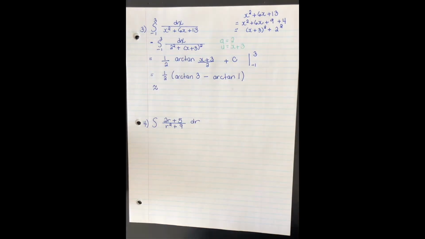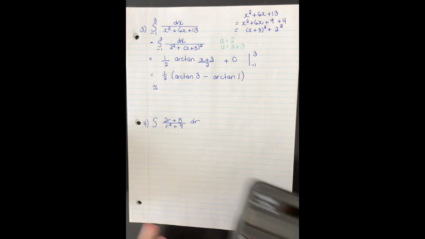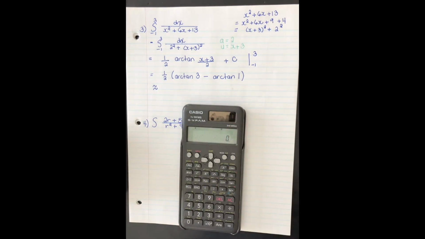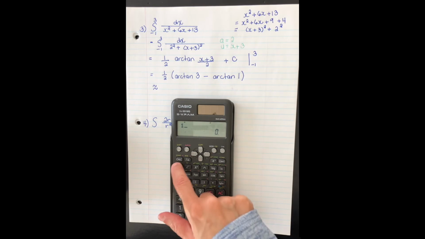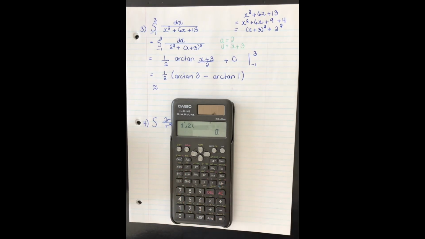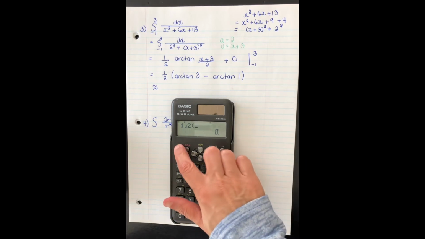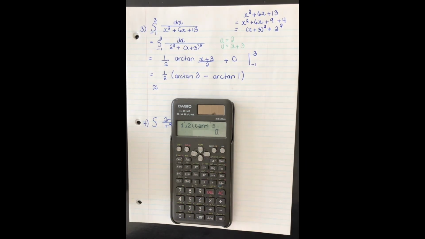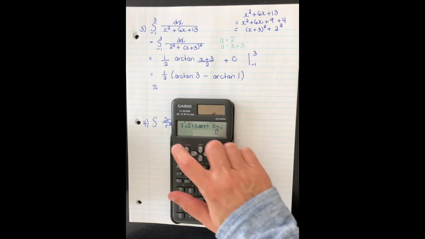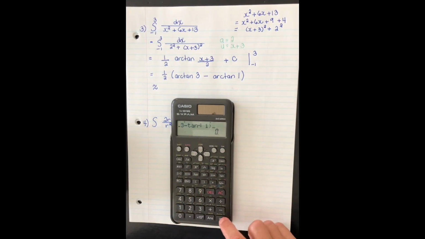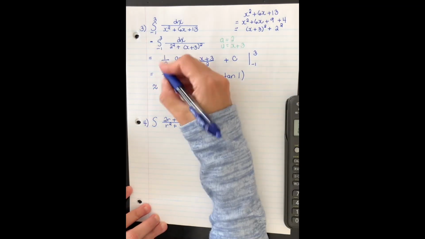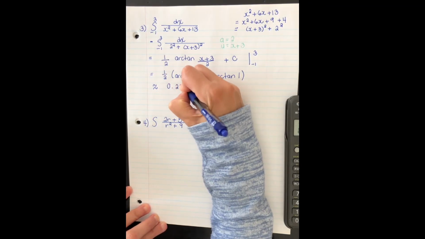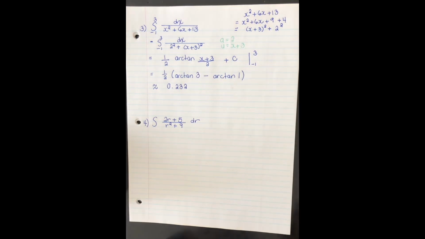So again, arctangent is the same thing as tangent inverse. So once again, you have to be in radians mode with your calculator. Okay, so we're going to do the factor of 1/2. I'm going to open up a bracket. Now we want the tangent inverse of 3. So shift tangent 3 minus the tangent inverse of 1, shift tangent 1, close it up, and there's our answer. Okay, and to 3 significant digits, this is 0.232. Okay, and that's example 3.